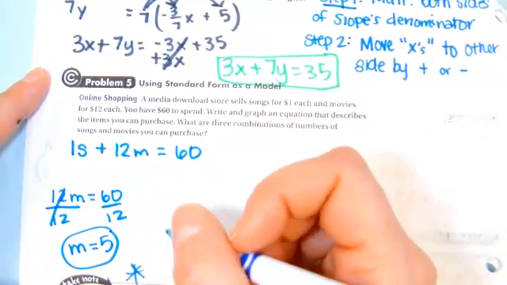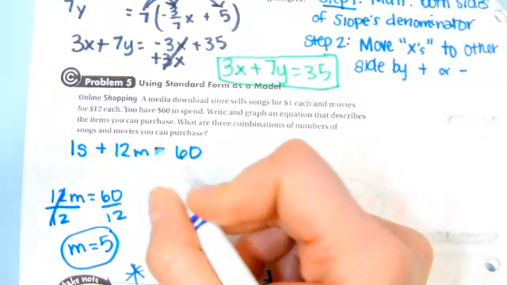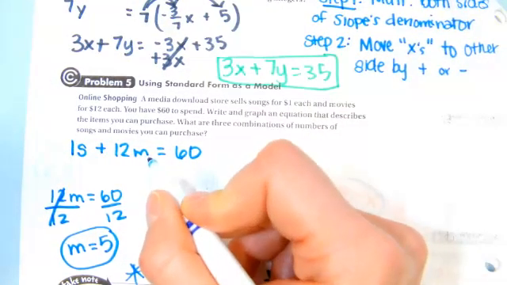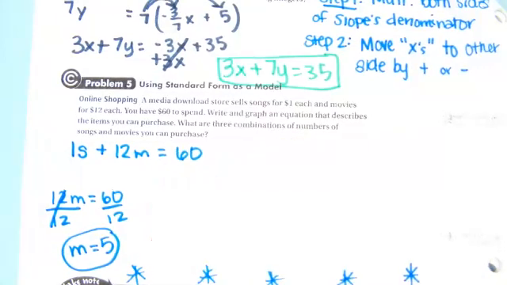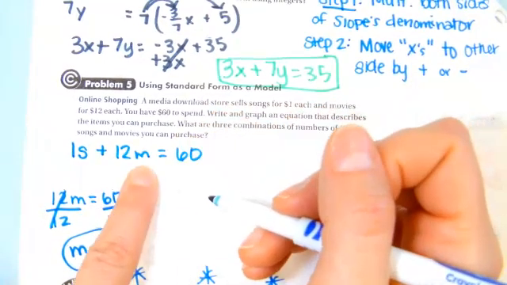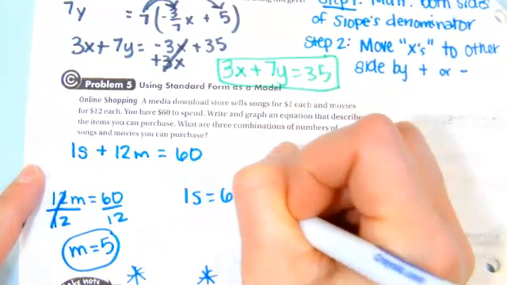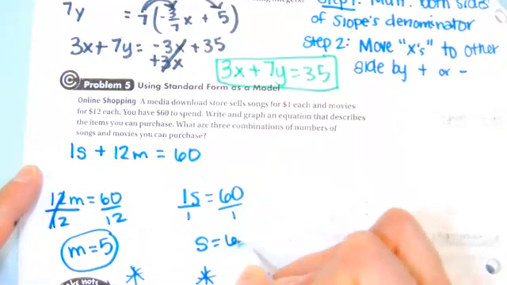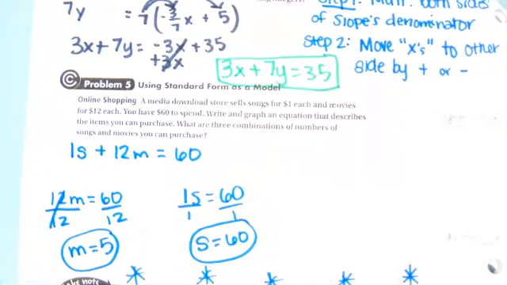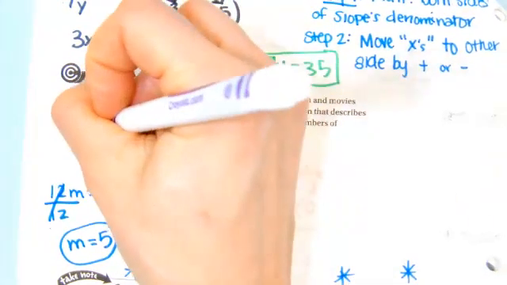Okay, let's think about it the other way. What if I buy no movies? How many songs can I buy? 60, right? And you can do that in your head, can't you? But the math of that is really this. You're setting this equal to 0. So you're saying 1S equals 60. And you're technically then dividing by 1, right? And songs equals 60. All right, but you're like, how do I graph that? Okay, remember that this is the same as an X and a Y.